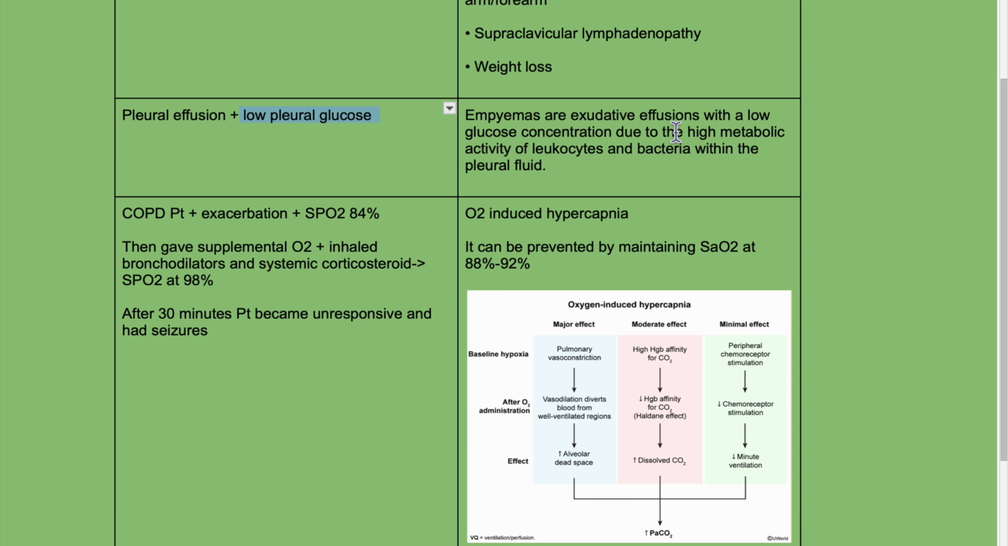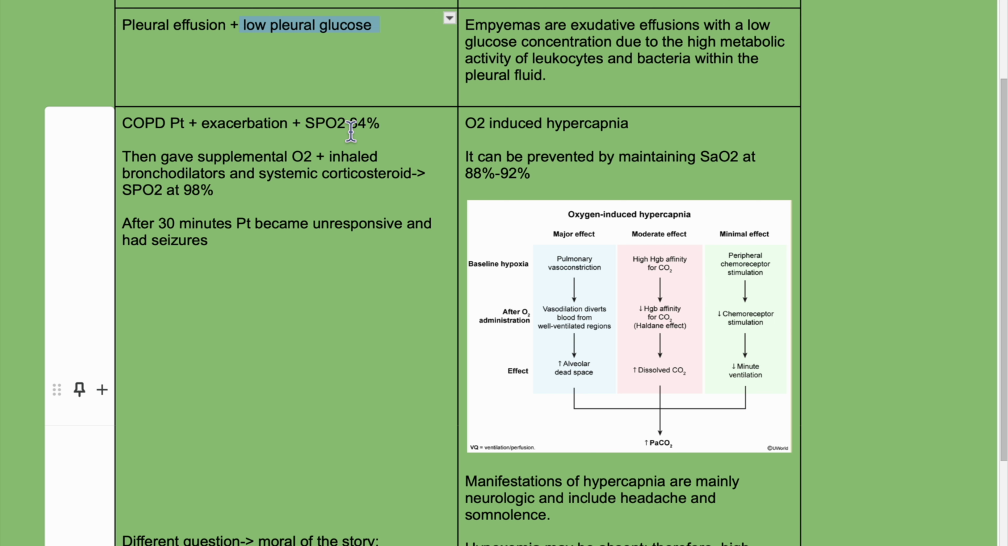COPD patient plus exacerbation, and they have SpO2 of 84%. Then gave supplemental O2 as one should, inhaled bronchodilators, and systemic corticosteroid, and SpO2 is now at 98. After 30 minutes, patient became unresponsive and had seizures. So what was wrong here? Well, this is called O2-induced hypercapnia.